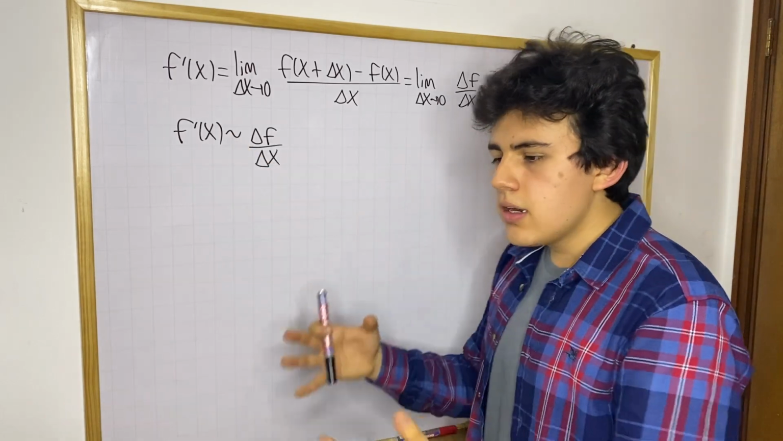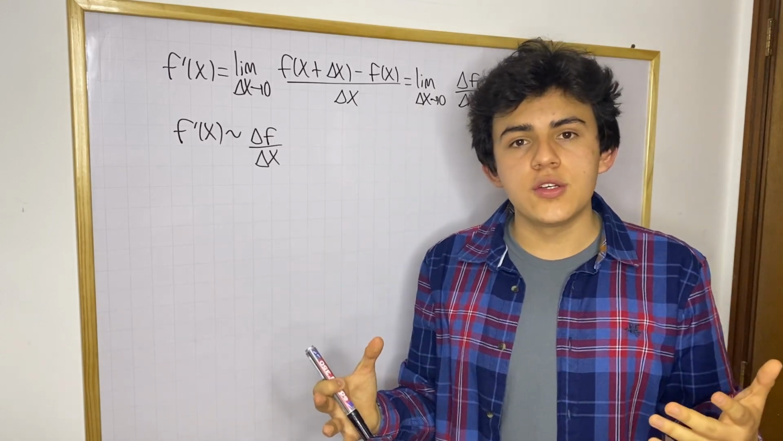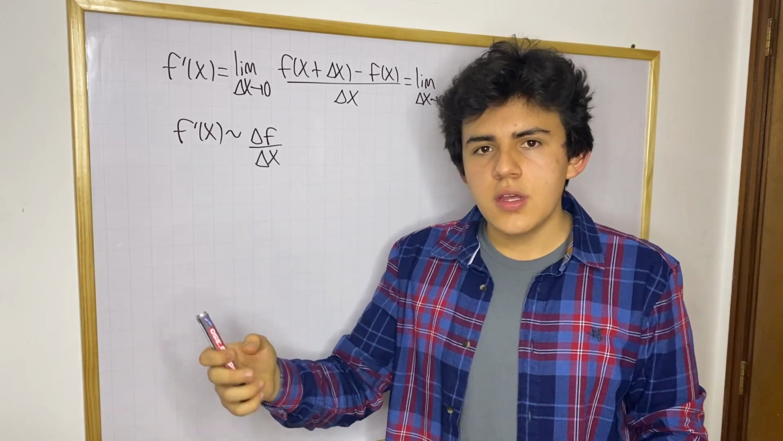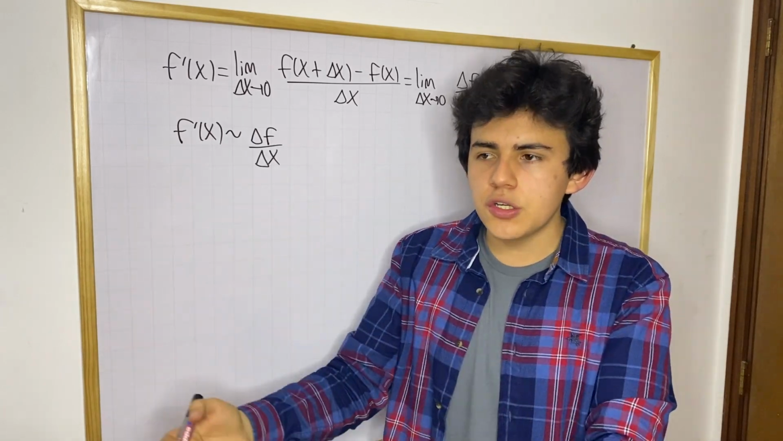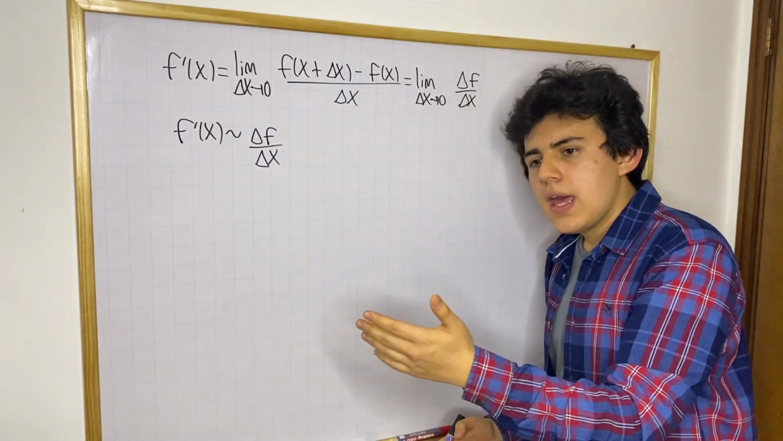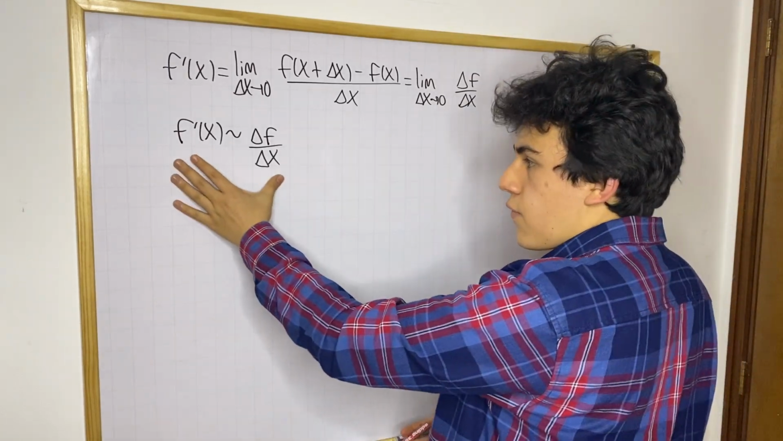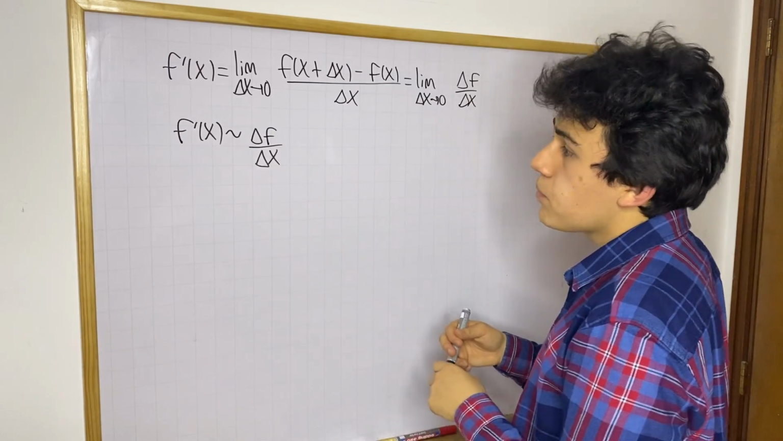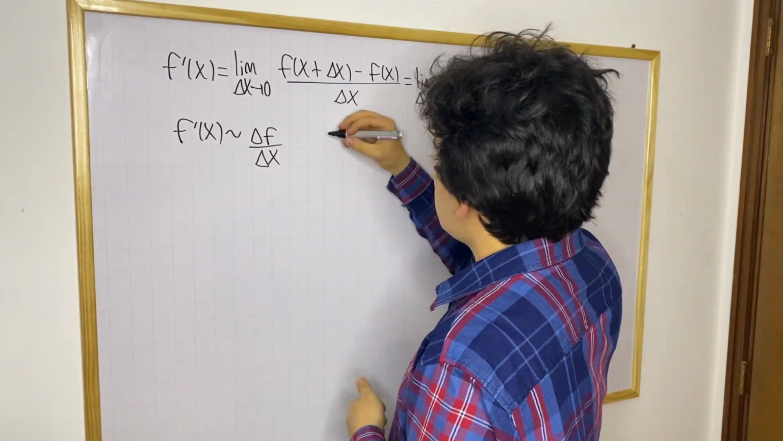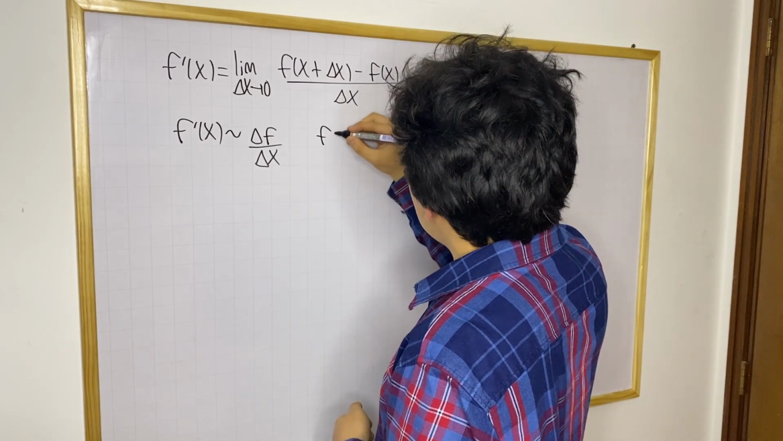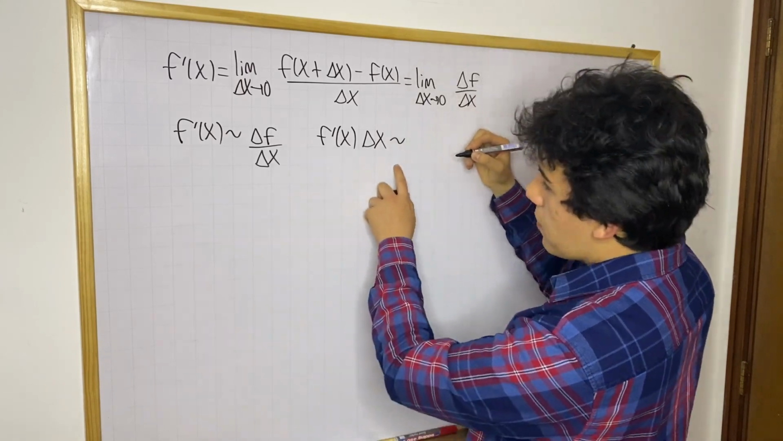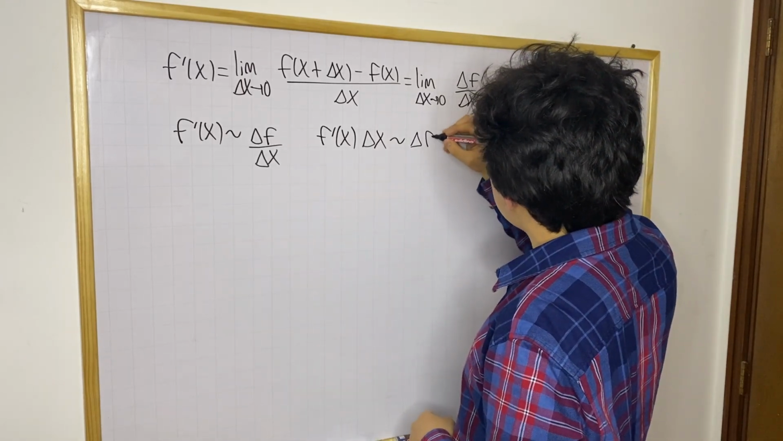Now, a linear approximation, its goal is going to be to use a linear function to estimate the value of a function at a particular point, okay? So now, how can we derive an equation that does that from this expression? Well, let me show you something. You can move delta x to the other side, and then you can multiply. So you're going to have f prime of x times delta x. It's going to be approximately delta f, okay?